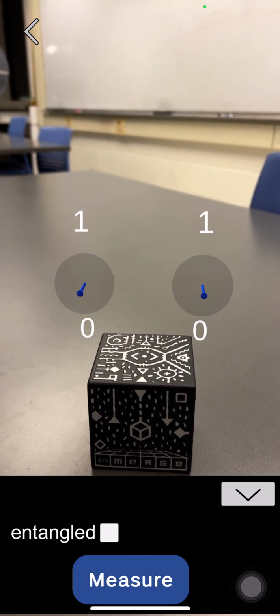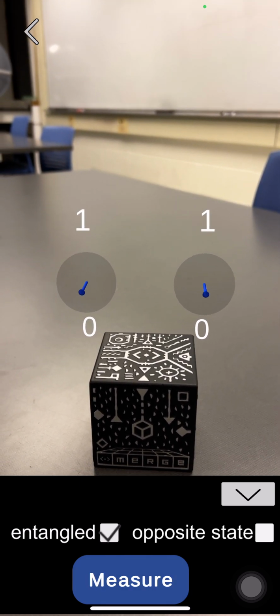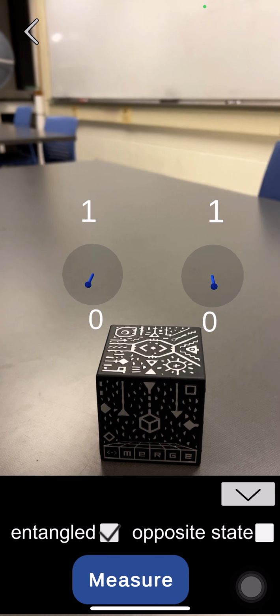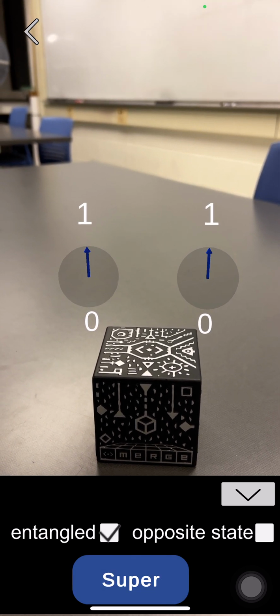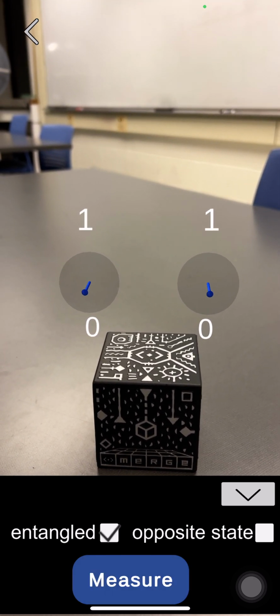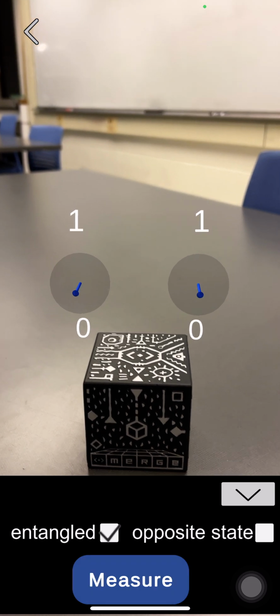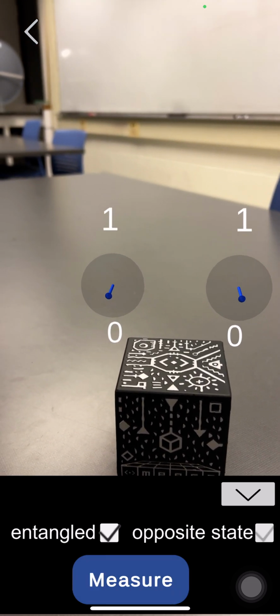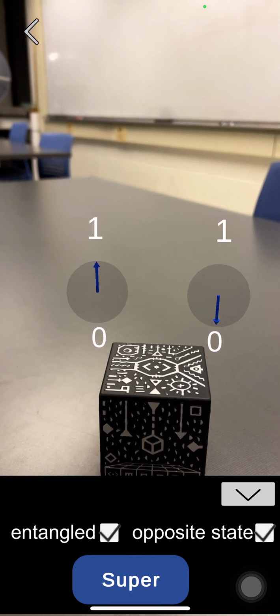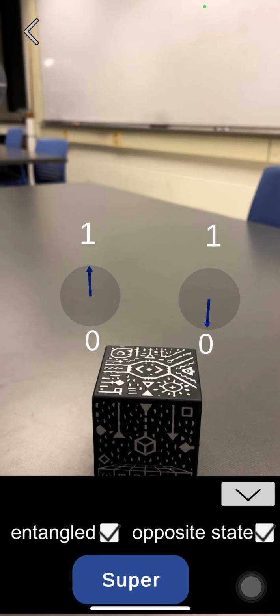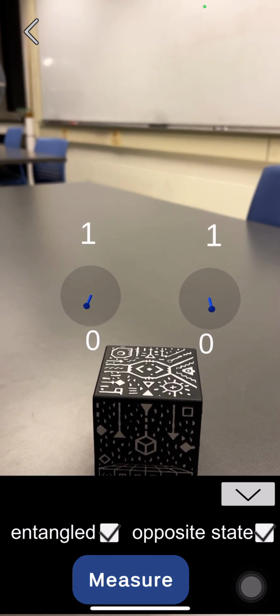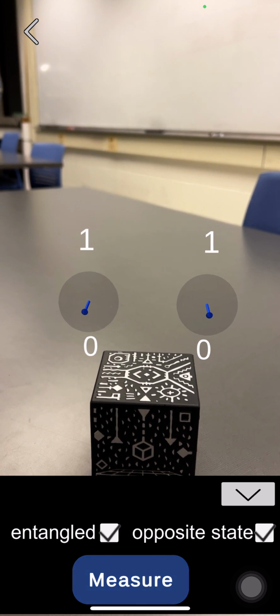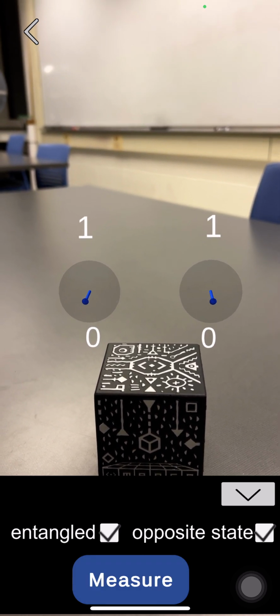And so now if we want to entangle them, we're going to entangle them, and now we're going to measure. These should always match. So we're in superposition, and then we measure down, up, down, superposition, and then measure. Now we're going to try the opposite state. We're going to measure. We can see they switch. So if one is up, the other is down. That's just showing how we can entangle qubits and what that means.